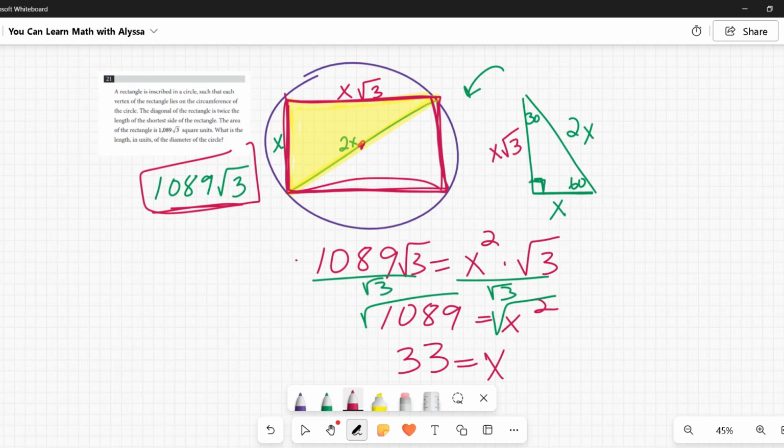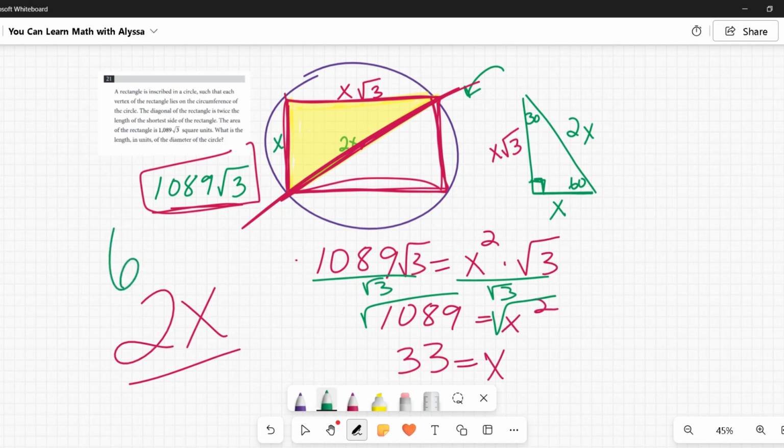How frustrating, because they didn't ask for x. They asked for the diameter of that circle, which is 2x. So 2 times 33, which is 66, and that is your answer. It is 66 units for the diameter of the circle.